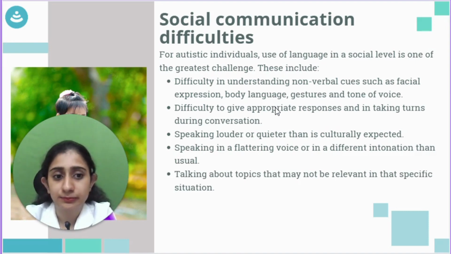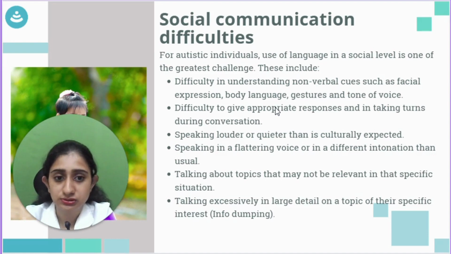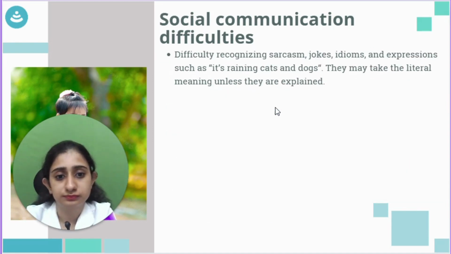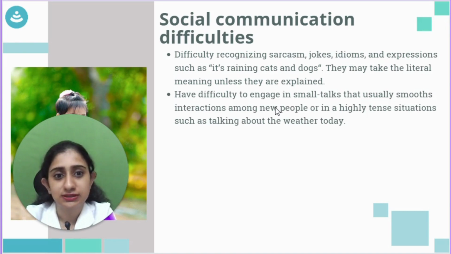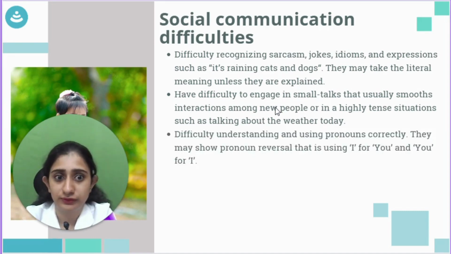Talking about topics that may not be relevant in that specific situation. They may talk excessively in large detail on a topic of their specific interest, which is also called infodumping. They may have difficulty recognizing sarcasm, jokes, idioms, and expressions such as "it's raining cats and dogs." They may take the literal meaning out of it. They may have difficulty engaging in small talk that usually smooths interactions among new people, or in highly tense situations, such as talking about the weather. That may be very difficult for them.